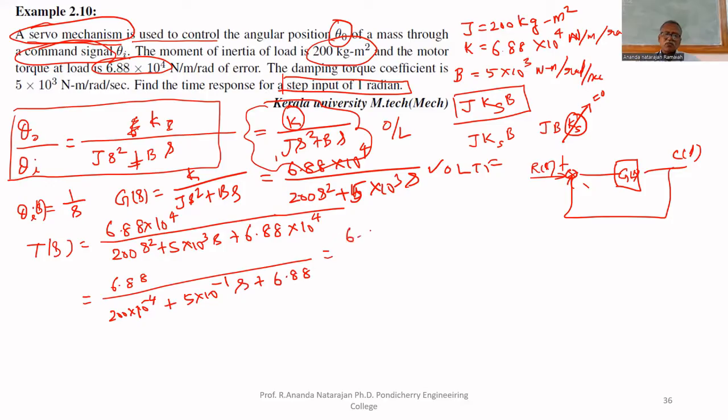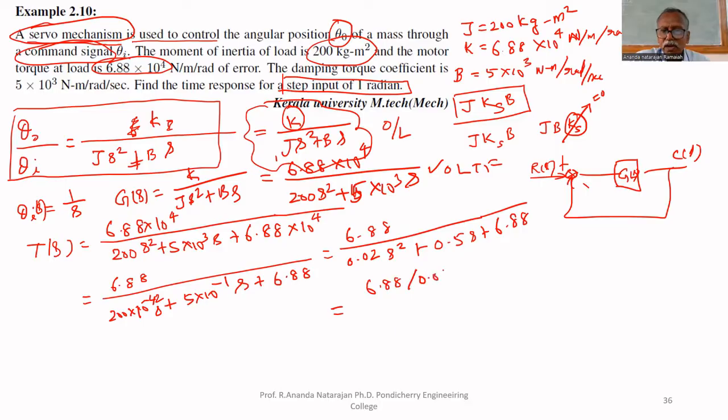That is equal to 6.88 upon 200 multiplied by 10 power minus 4, that is 0.02 S square plus 0.5 S plus 6.88, or you can write 6.88 upon 0.02, S square plus 0.5 upon 0.02 S plus 6.88 upon 0.02.